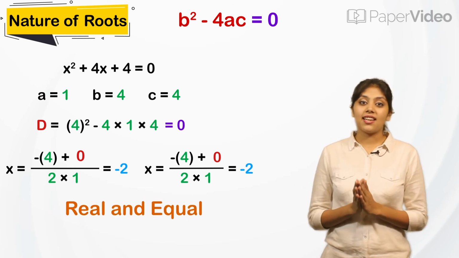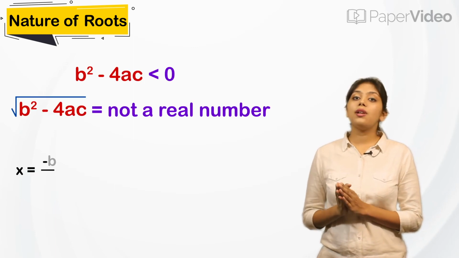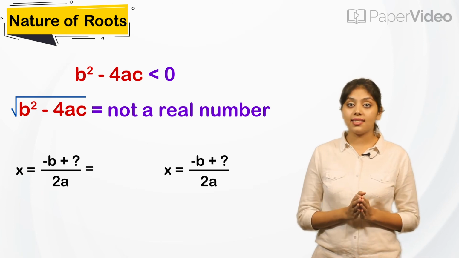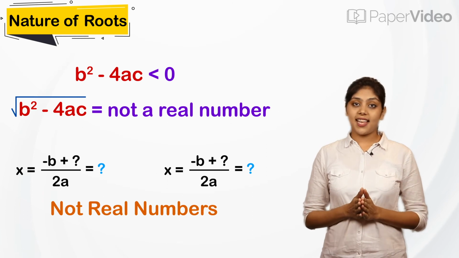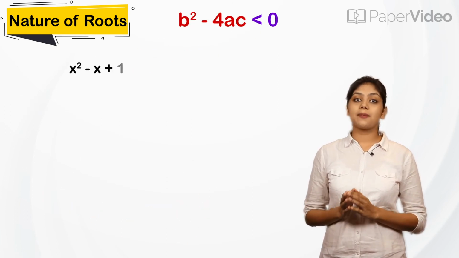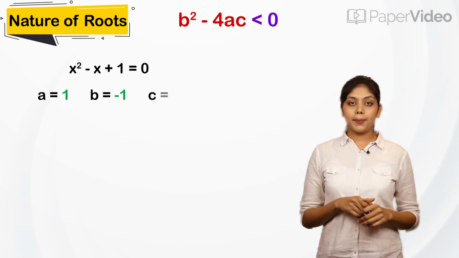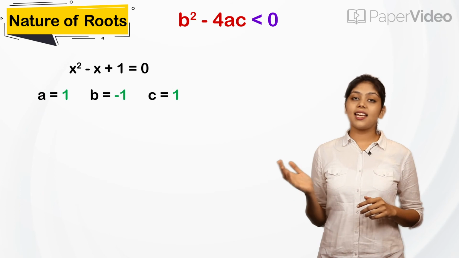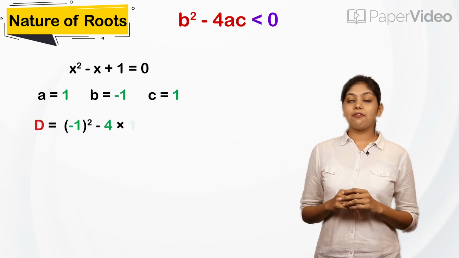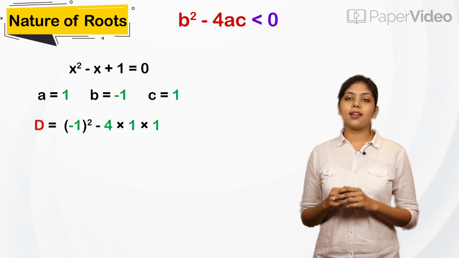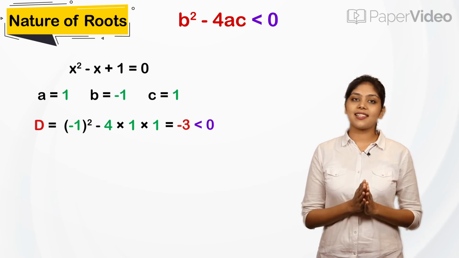In the third case, if the value of discriminant is less than 0, then its square root will not be a real number. Thus, the value of x will not be real numbers. Let's consider an example. x² - x + 1 = 0. Here, a is 1, b is -1 and c is 1. So, value of discriminant is equal to (-1)² - 4 × 1 × 1. On solving this, we get -3, which is less than 0.